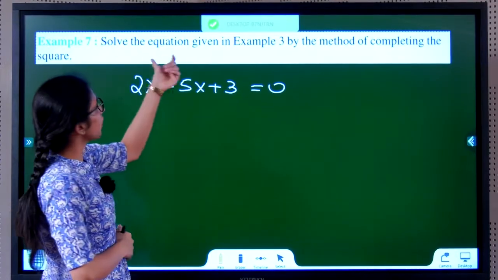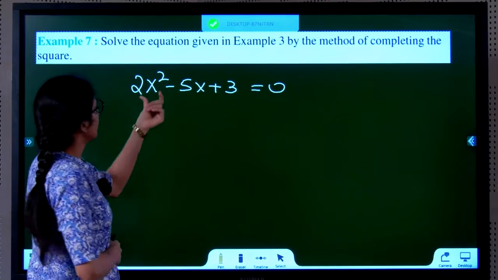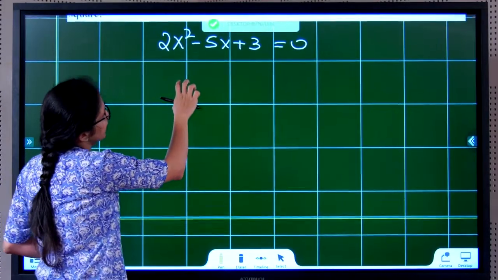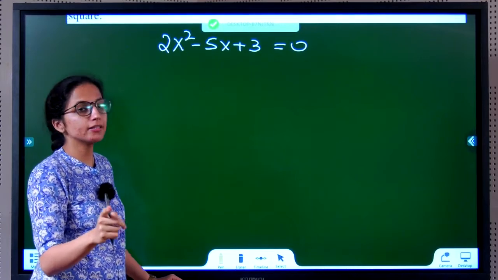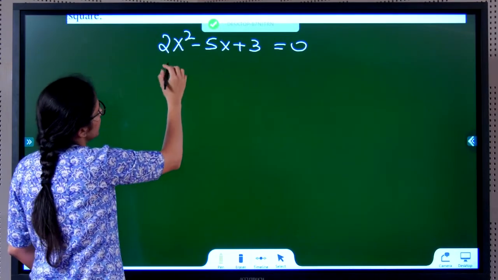Example 7. Solve the equation given in example 3 by the method of completing the square. This was the equation given in example 3. Now let's begin to solve it by completing the square. What was the first step that we just learned? Make the coefficient of x square 1. So divide the whole equation by 2.